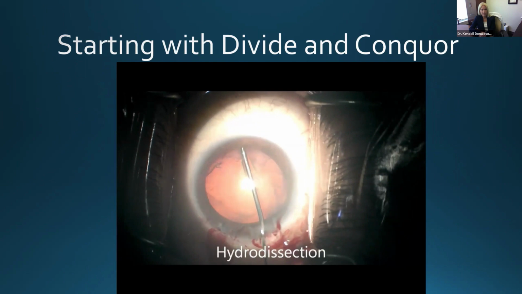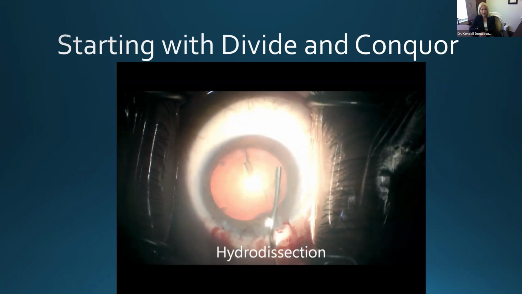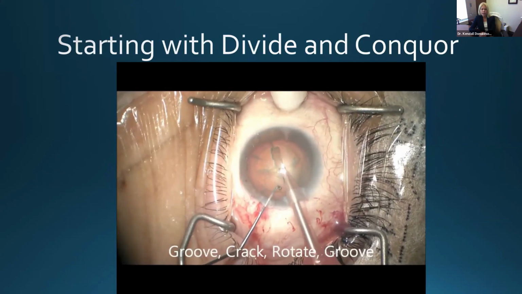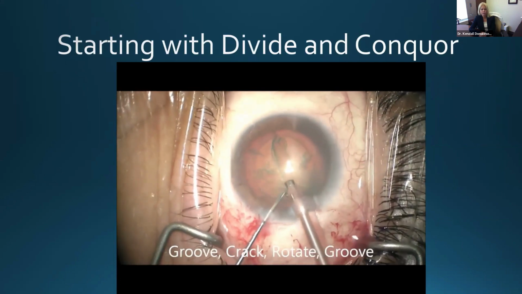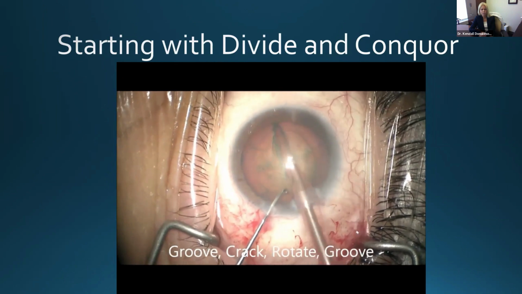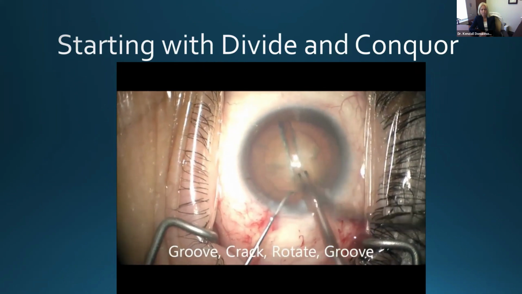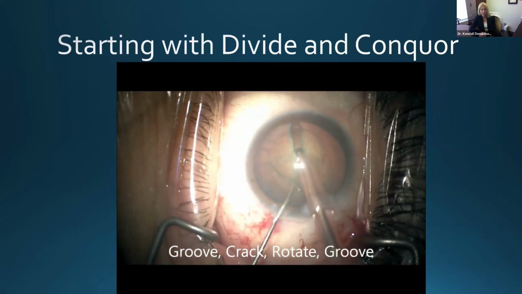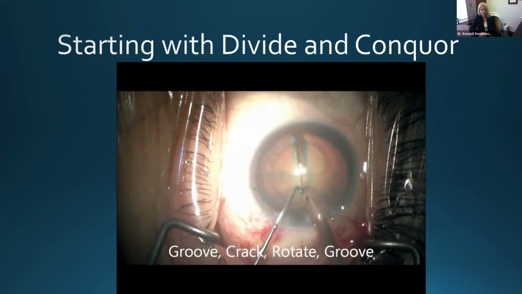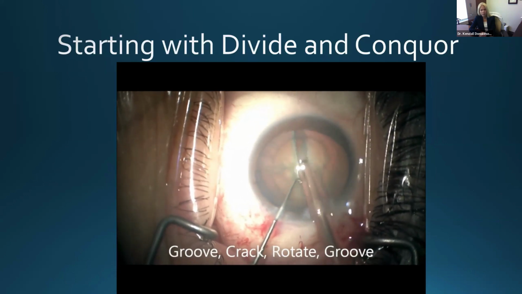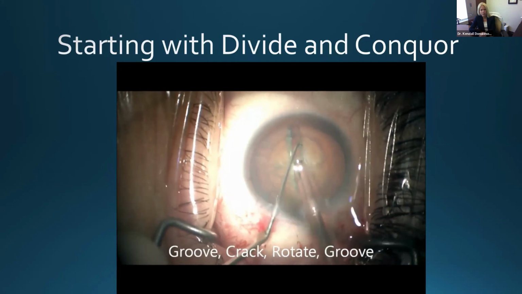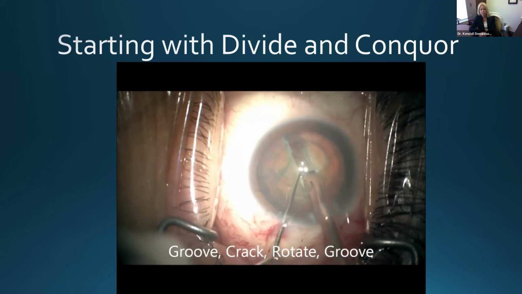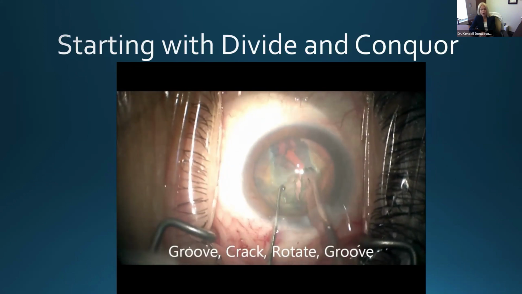So perfect capsulotomy. As I mentioned before, every step is dependent on the step before. Nice hydrodissection where you see that nice fluid wave behind the nuclear material. And here again, this is a basic divide and conquer. So we see a nice groove. And again, he's using a Cybele chopper here, even though he's doing divide and conquer. A lot of people will start with a Drysdale because it's flat and is useful for soft lenses. But I think the Cybele chopper is just a really nice tool, and you can do both divide and conquer and chop maneuvers with this.